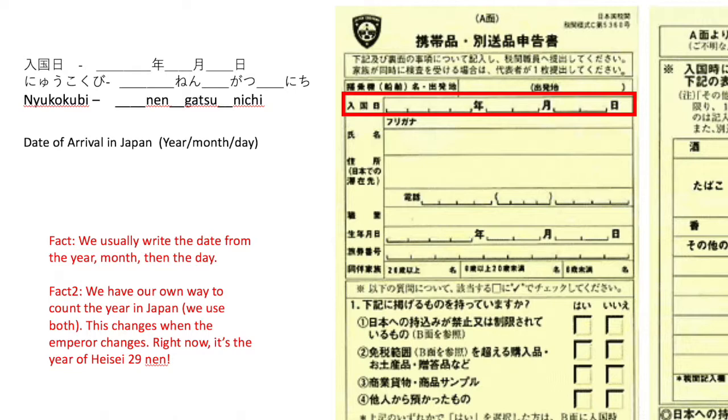And also, our country has its own way to count the year. We use both the international one and the Japanese one. And this changes when the emperor changes. So right now, it's the year of Heisei 29. So I guess it's been 29 years since the last emperor changed.